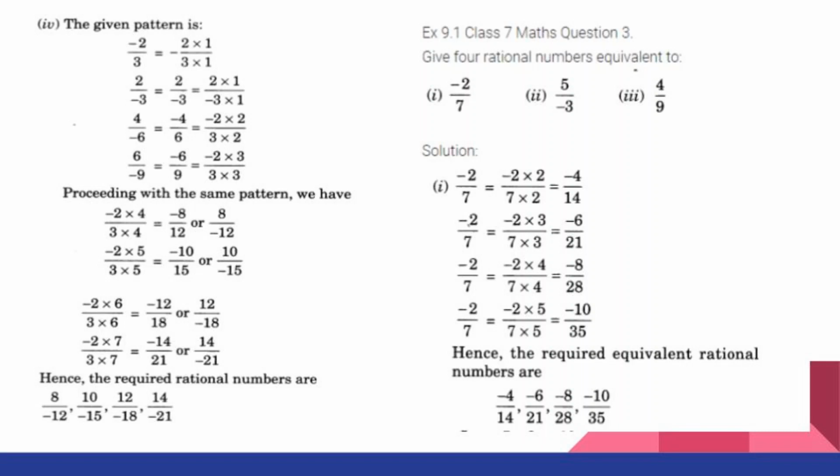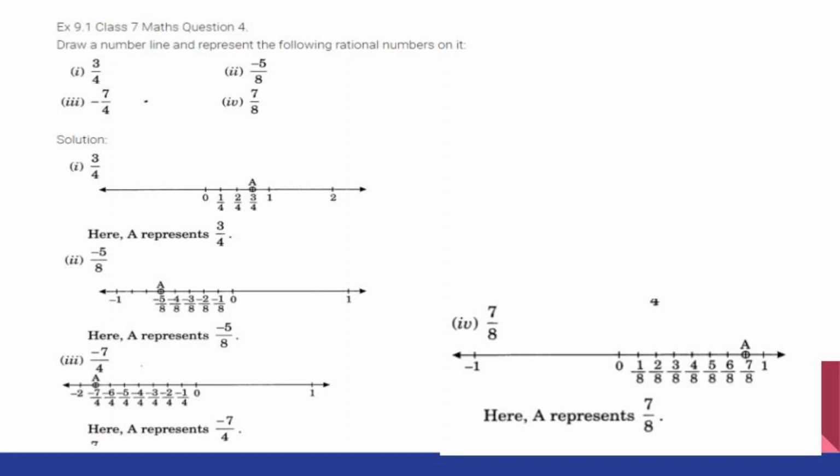Then coming to question number 3, give 4 rational numbers equivalent to -2 by 7. -2 by 7 needs to be multiplied with 2 by 2, then 3 by 3, then 4 by 4, and then 5 by 5. It is equal to -4 by 14, -6 by 21, -8 by 28, and -10 by 35. So these are the required equivalent rational numbers.